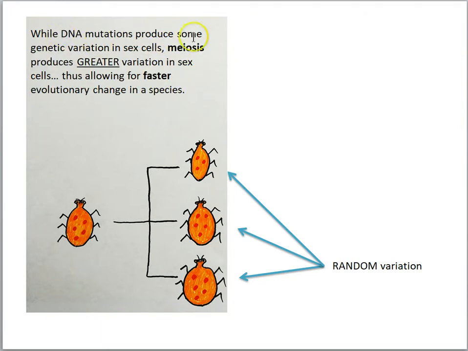Now, while DNA mutations produce some genetic variation in sex cells, meiosis produces greater variation in sex cells, thus allowing for faster evolutionary change in a species. And this is thought to be one of the reasons why most species on Earth engage in sexual reproduction. It produces greater amounts of variation, and we now know that the variation is the fuel for evolutionary change.